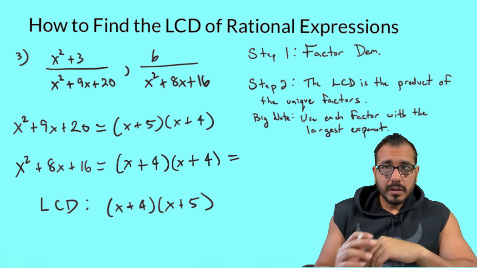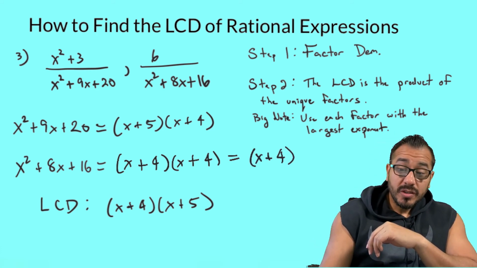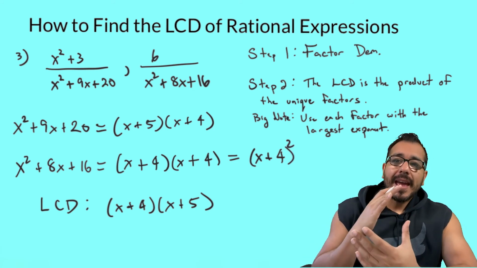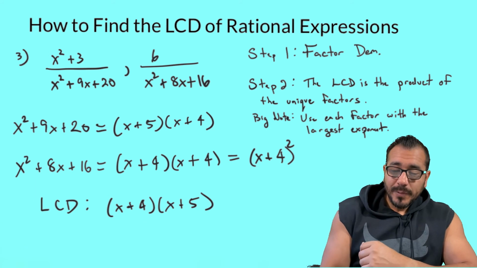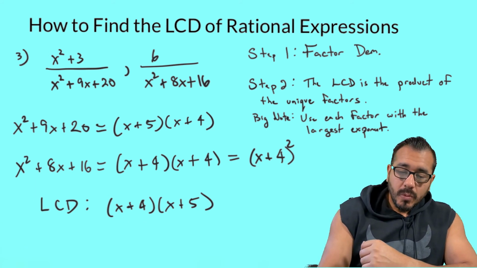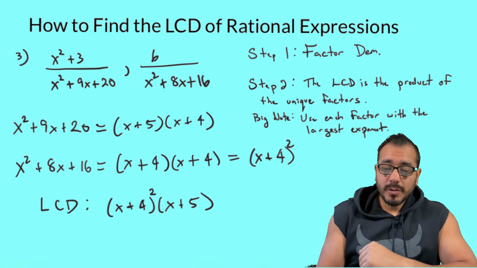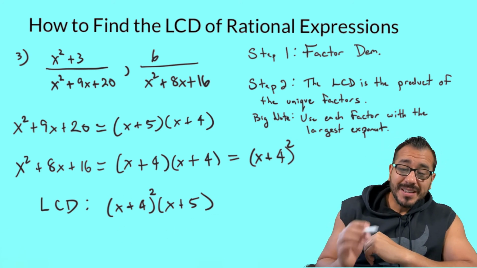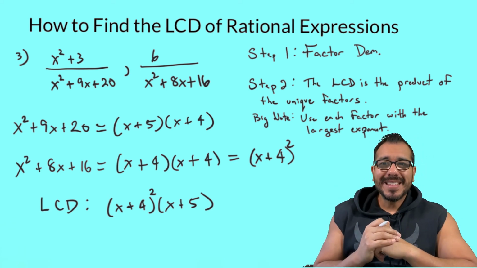Hold on. This, we could rewrite as x plus 4. There's two copies, so we're writing it as x plus 4 squared. So now we know that right here, all we do is attach that squared because that's the biggest exponent. So this, my friends, becomes our LCD. It's that easy.